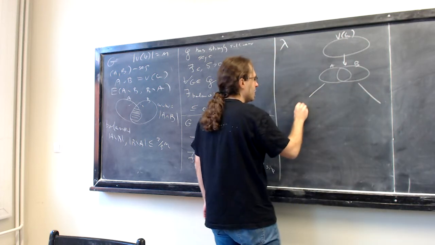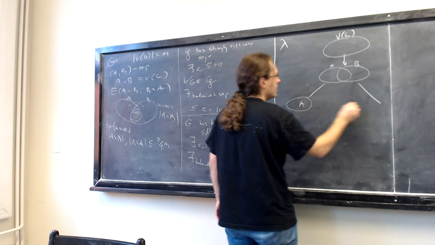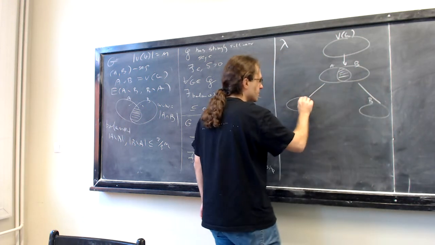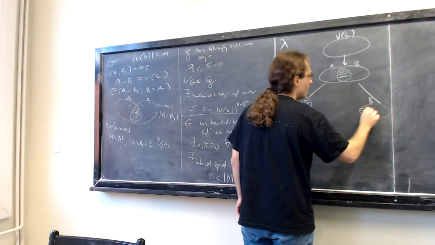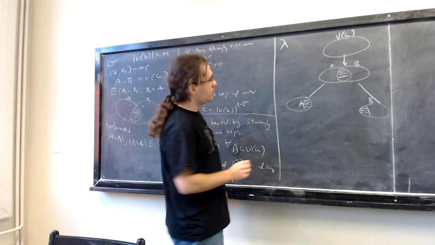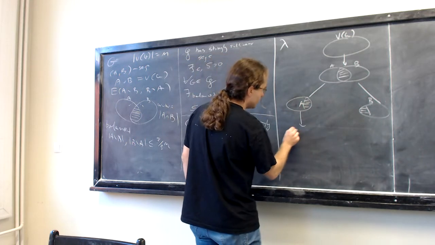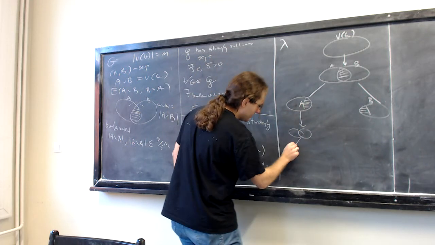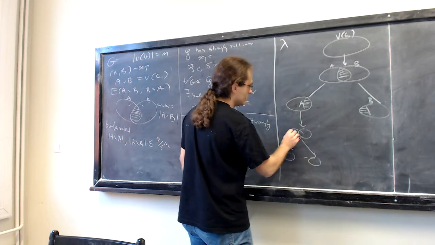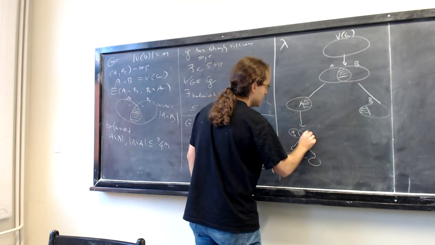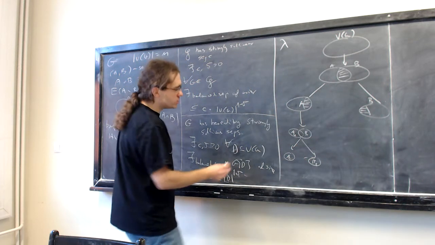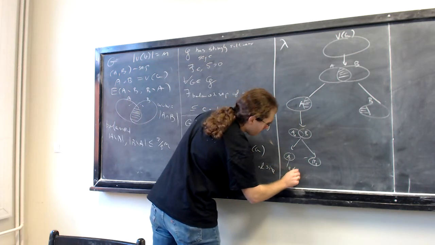There will be part A and part B, and the common part will be copied into both. Then we take G[A] and apply the strongly sublinear separator, partitioning again into left and right. So this is some A1, B1 here. And with this recursion, we stop at the leaves.